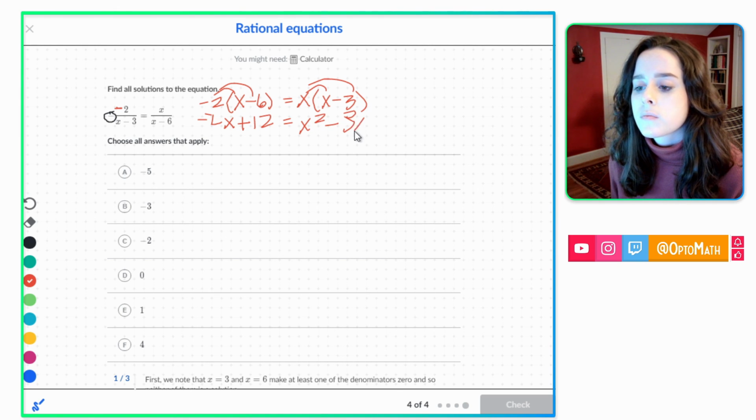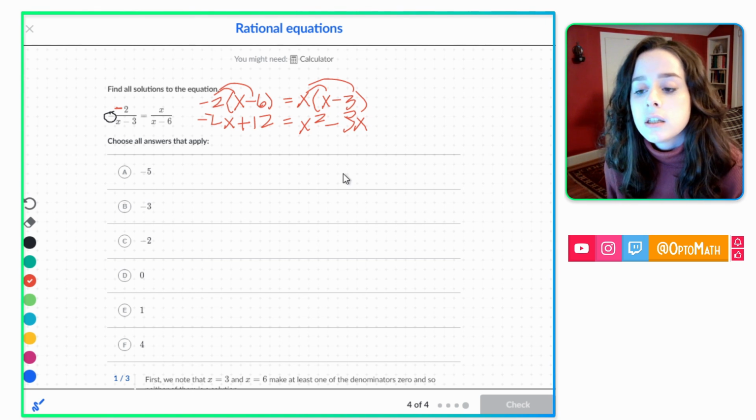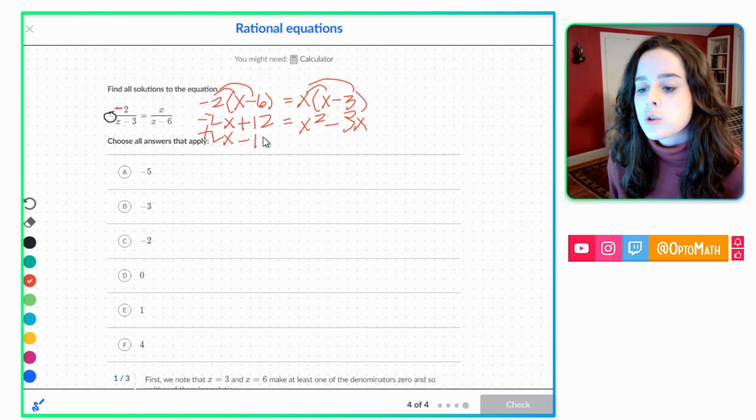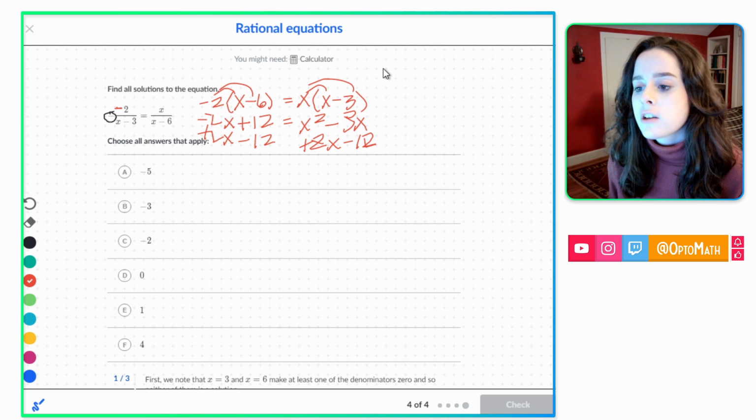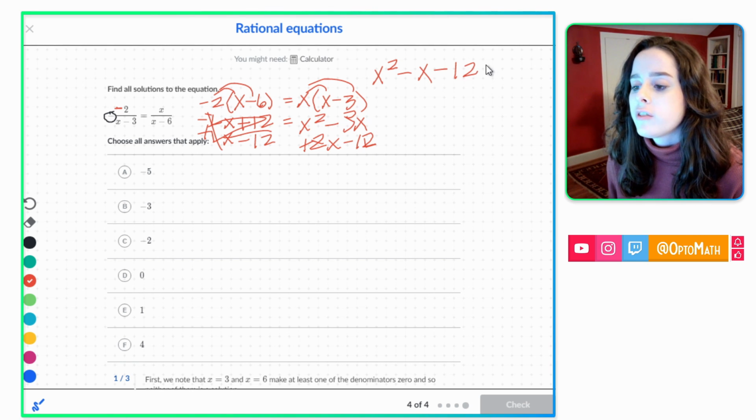Now we want to put all of the terms on the same side, because we do have a quadratic here and we're going to want to try to factor that. We can add 2x to both sides and subtract 12 from both sides. Then we have x squared, a negative 3x plus a 2x is a minus x. That's what I got wrong before, because I had my signs wrong. And then we have a minus 12, and that equals 0.